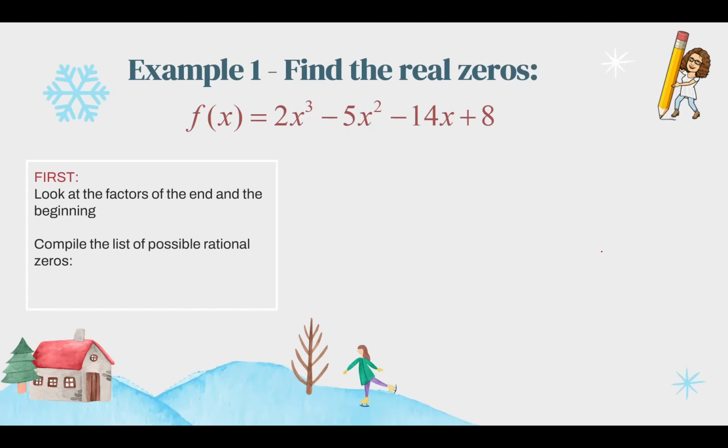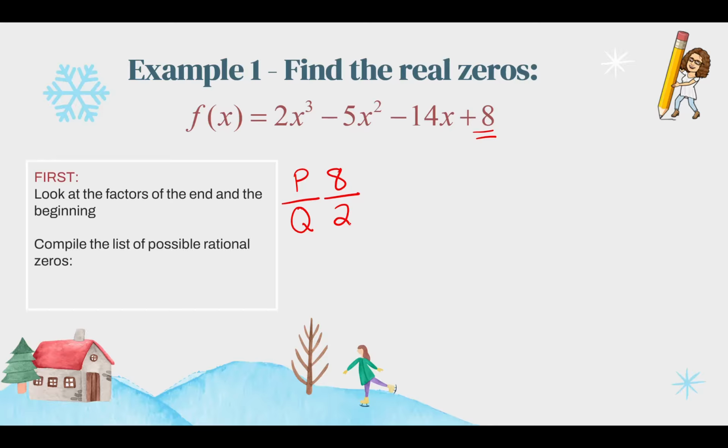All right, so first, let's find the real zeros. First, we're going to look at the factors of the end and the beginning. Also, something to note, make sure that it's in the right order. So you're going to want to make sure that you are in descending order. You're going to start with the highest exponent and then go your way down. Okay, so we're going to find our P over our Q. P, again, is the last number, so 8 will be our last number. Q is 2, the first number, the leading coefficient.